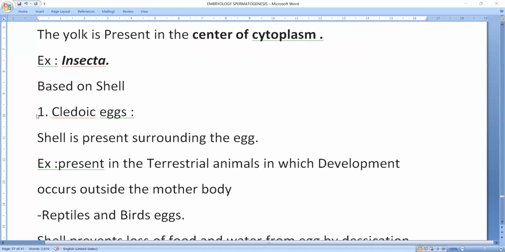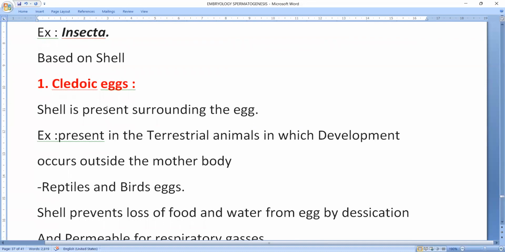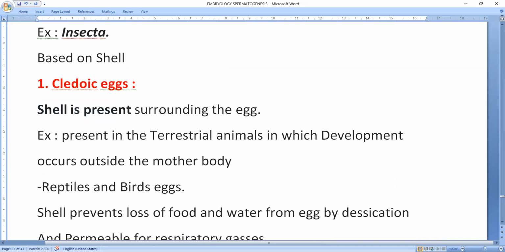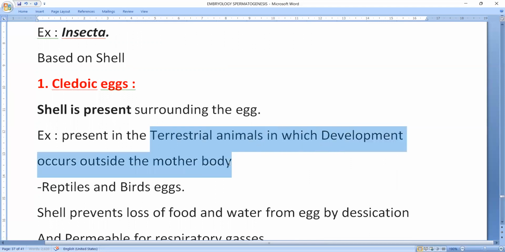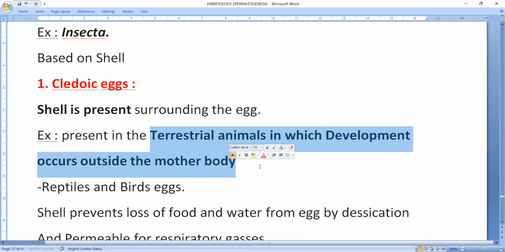And here, based on the shell, the eggs are of two types. Shell containing eggs. Okay, so they are called cleidoic eggs. Okay, so in this type, the shell is present surrounding the egg. So here we should understand why the need for shell. So generally present in the terrestrial animals. The shell is present in the terrestrial animal eggs, in which the development occurs outside the mother's body.